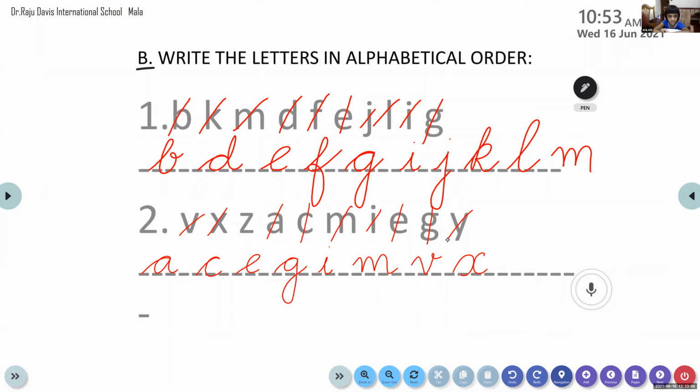Y. Yes, Y. And the last letter is Z. Very good. So this is the way you have to do this exercise. Isn't it quite easy, children? Isn't it interesting too? Yes, ma'am, it's just like a play game. We just have to finish, swap it, and do it.